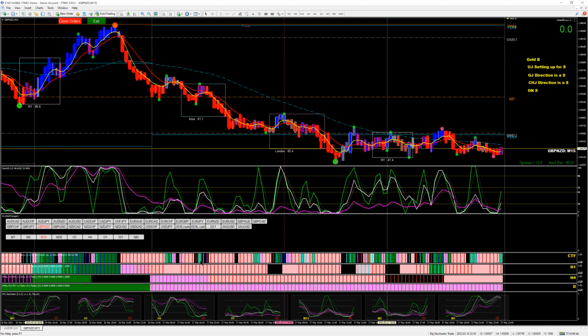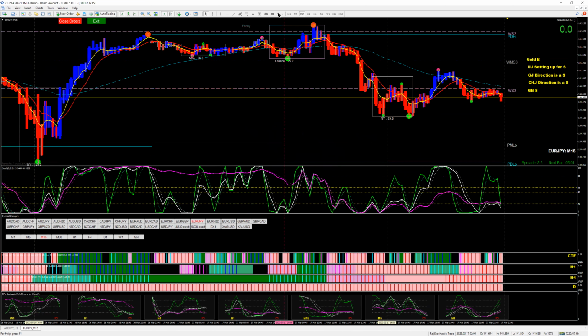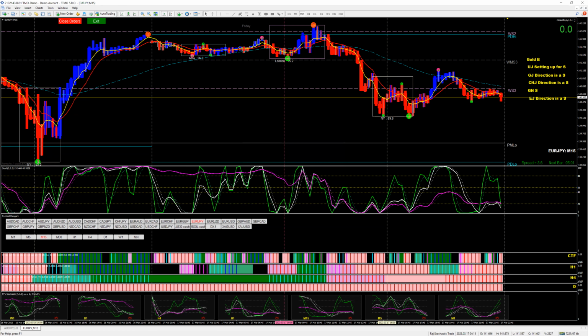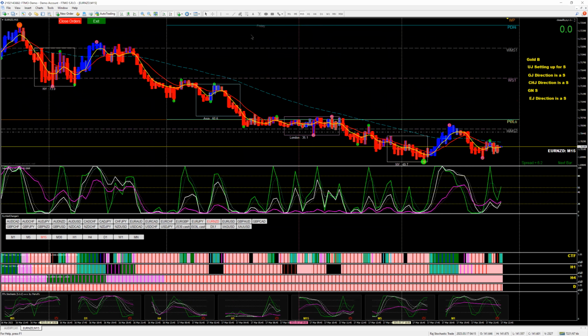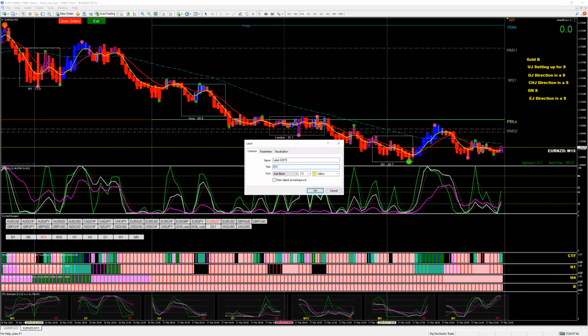Next one is Pound Aussie. Pound Aussie is no trade. Euro yen. Euro yen is setting up for a sell. Direction is a sell. Okay. Euro NZD is already in a sell.